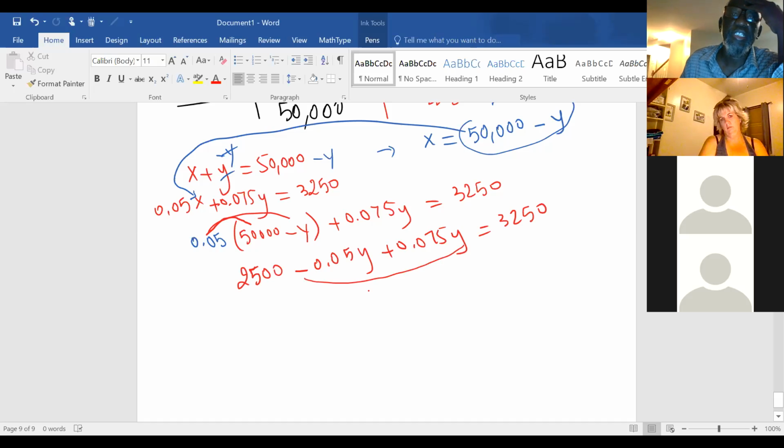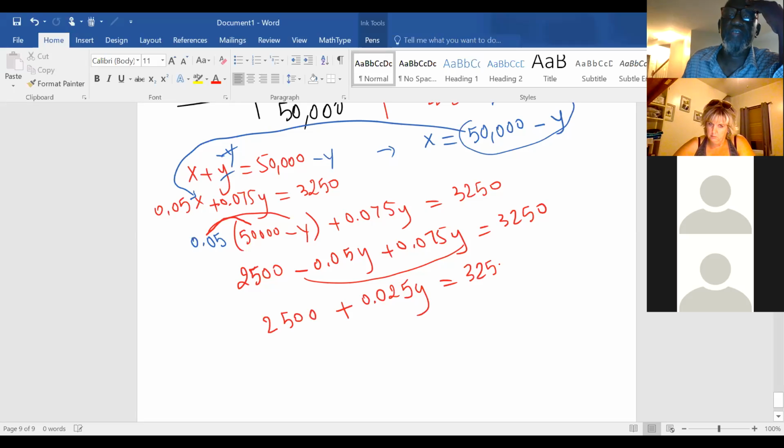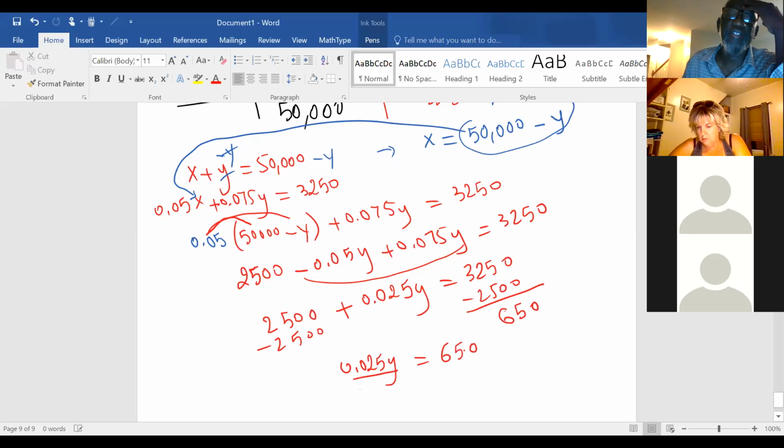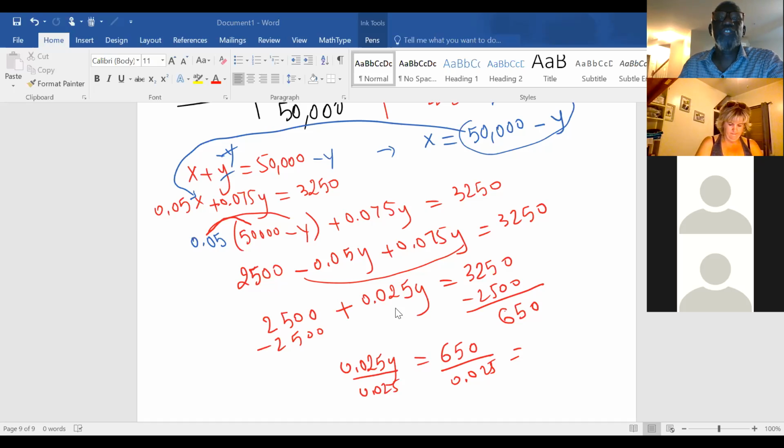These two together give me 0.025Y. This is 2500 plus, equal to 3250. So minus 2500, minus 2500. So we get 650, right? So we get 0.025Y is 650. So we divide by 0.025. So 650 divided by 0.025 is equal to 26,000. Which means if I don't get 20,000 and 30,000, I made a mistake somewhere, right?